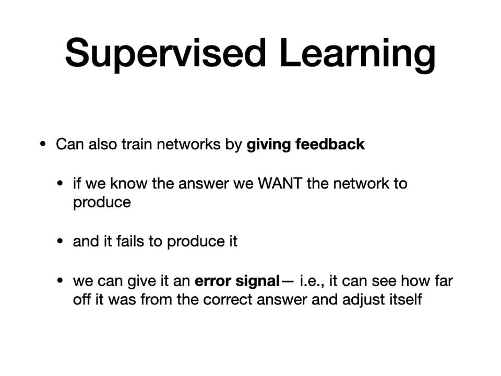Now, supervised learning you should also know about. This is the way of giving feedback to a network to say, hey, if I know what the answer should be, like I want this network to train to a specific output, and the network then fails to produce it, well, we have a discrepancy. What if we just give that back to the network? So we can give what's called an error signal to the network, and it can see how far off it was from the correct answer and start to adjust itself.